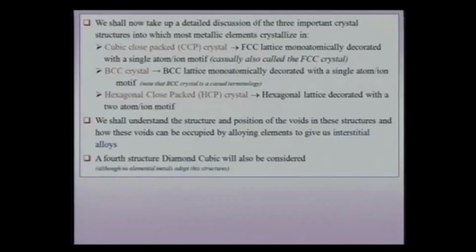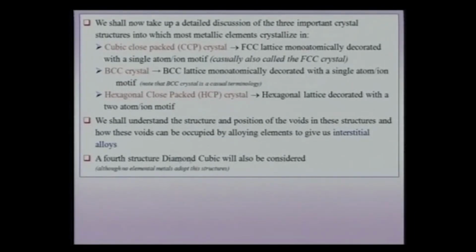We shall now take up a detailed discussion of the three important crystal structures into which most of the metallic elements crystallize. The first one being the cubic close packed crystal, the second one being the BCC crystal, and the third one being the hexagonal close packed crystal. Often we call the CCP crystal, the cubic close packed crystal, also as the FCC crystal. But we should note that this is a rather casual usage, and therefore often we have to differentiate the various kinds of crystal structures which are based on the FCC lattice.